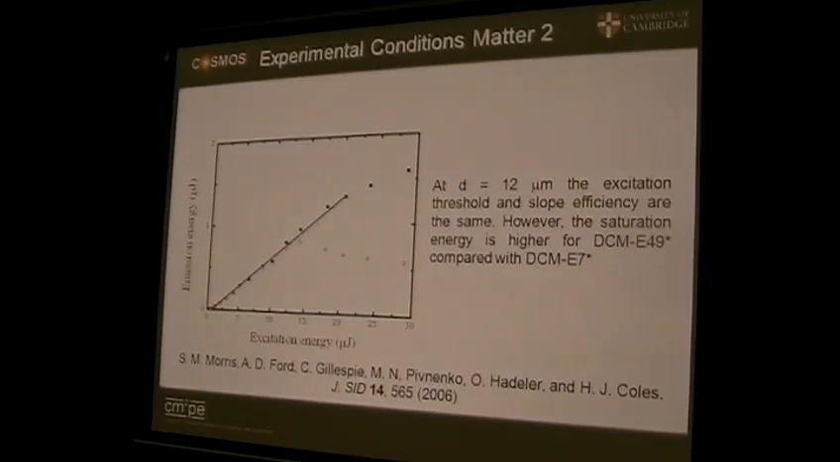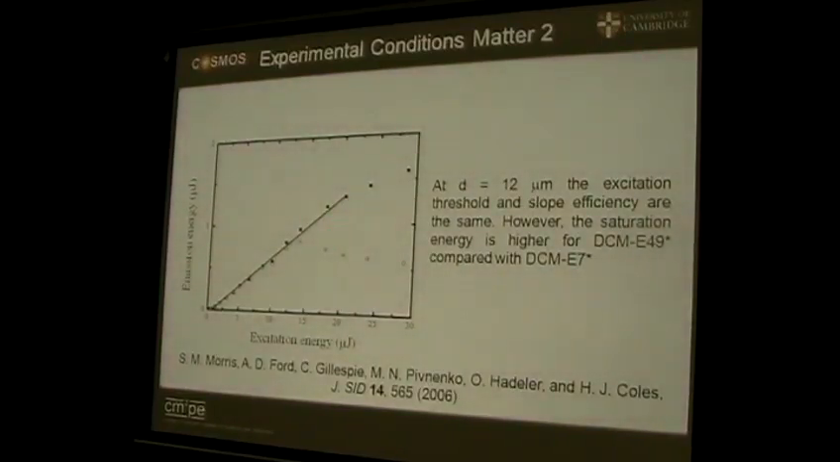Okay. Experimental conditions matter. I'll take a 12 micron cell, that's near the minima where I get the maximum slope efficiency or the minimum threshold. What happens if I keep pumping more and more intensity, or more and more energy, into the device? Well, you get a threshold, you get gain, and then something happens, you start losing gain.